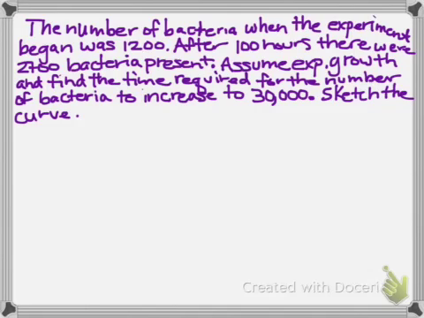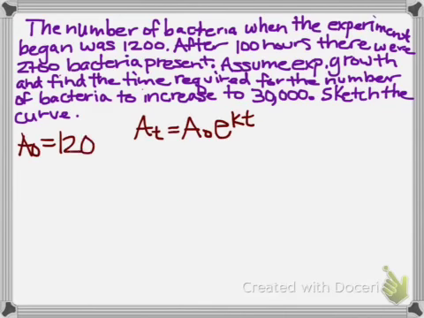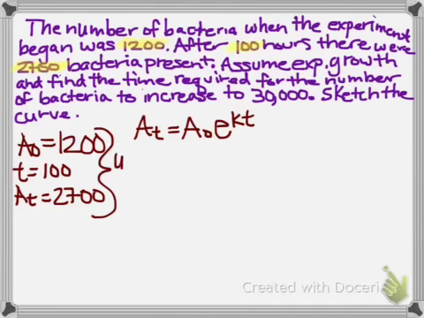Okay, next problem. The number of bacteria when the experiment began was 1,200. After 100 hours, there were 2,700 bacteria present. Assume exponential growth and find the time required for the number of bacteria to increase to 30,000, then sketch the curve. So we start with our equation. A sub 0 is 1,200 and t is 100. A sub t is 2,700, and we're going to use that information to find k.